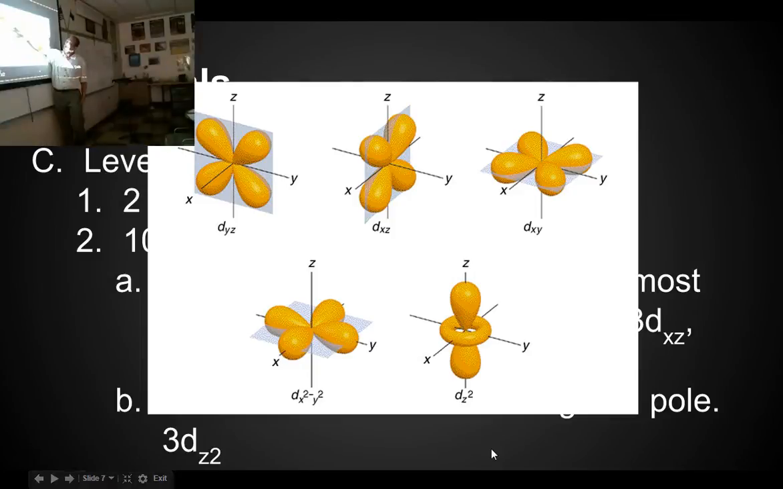I'll back up. So the d orbital that's on the diagonal between the y and the z, we call d, y, z. And you see it's not on the axis. It's like spun on the axis. We go back one.